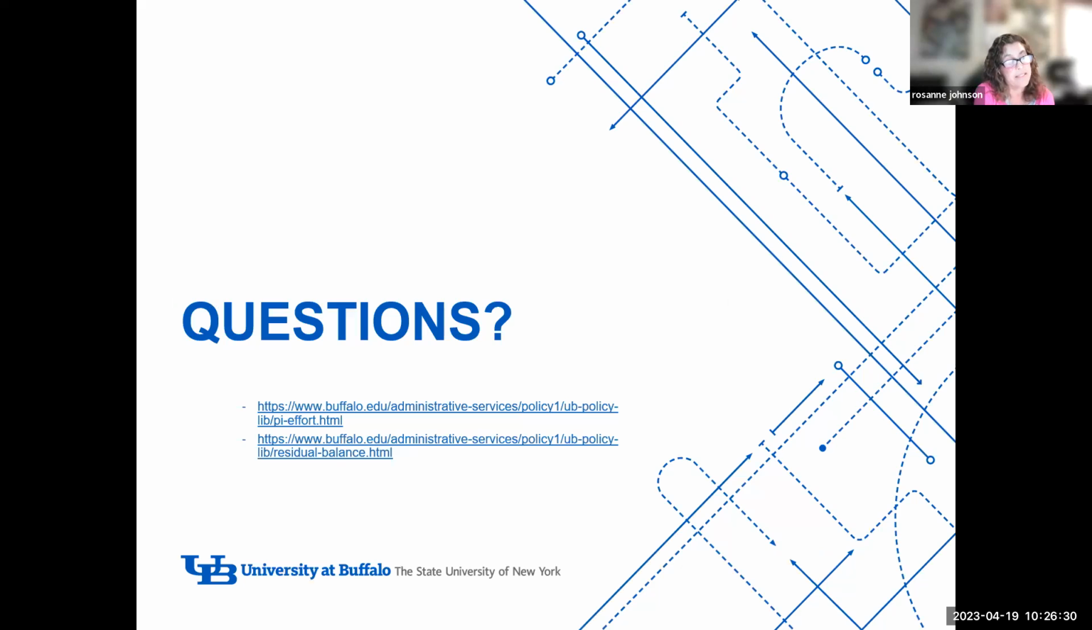So on this last slide, I did add the links to the UB policy for the PI effort, which is the first one. The second one is the UB policy for the residual balances. You can just click on those and be able to read through those.